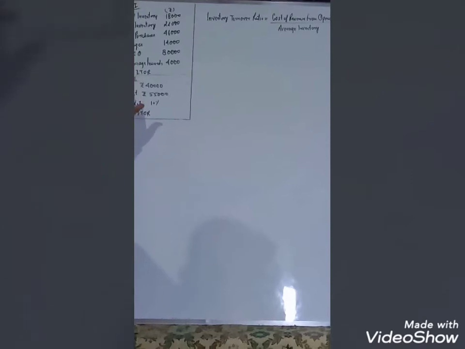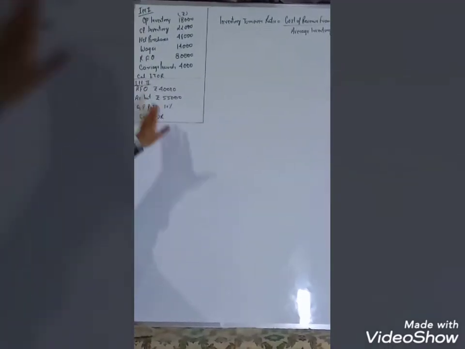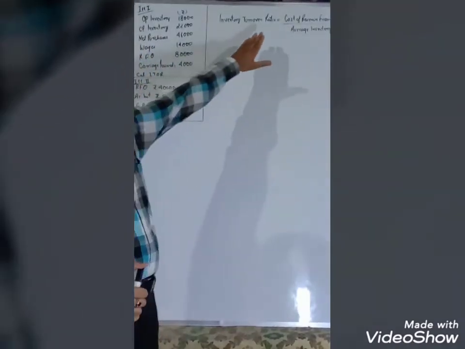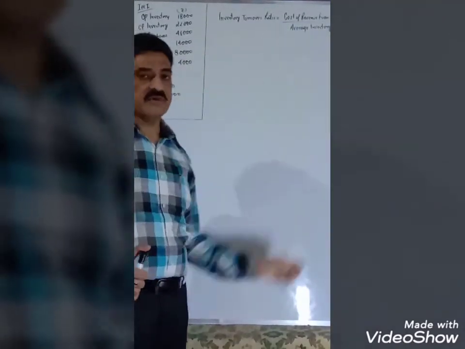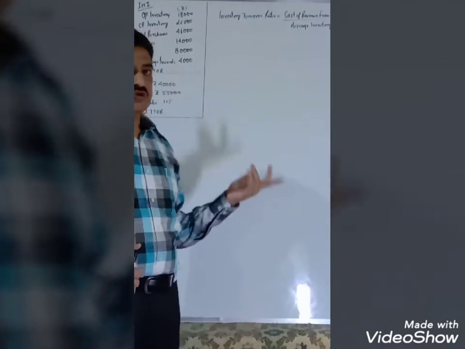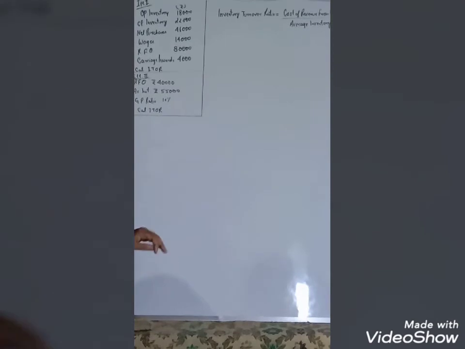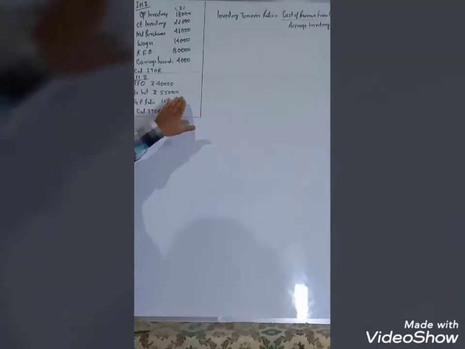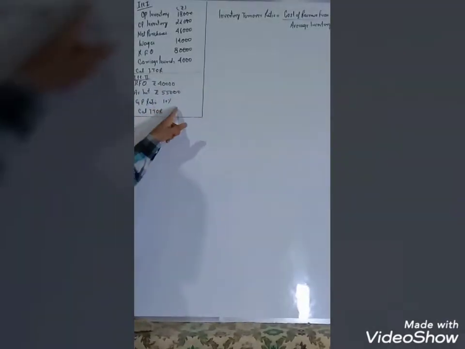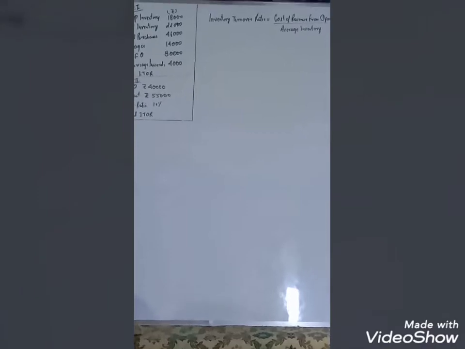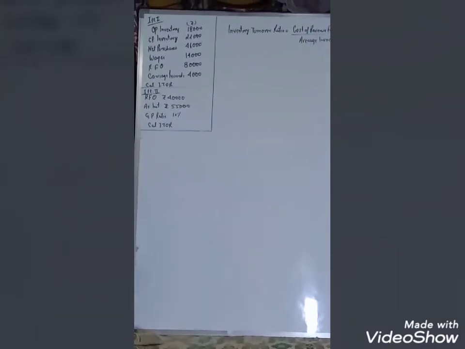Now we are given revenue from operations. Revenue from operations means the sales, net sales. But cost of revenue from operations is what? This is the cost of goods sold. The cost price we need here, but the selling price is given. And average inventory we are given 55,000. Gross profit ratio is 10%. We have to calculate inventory turnover ratio. So first of all, we have to calculate the cost of revenue from operations.